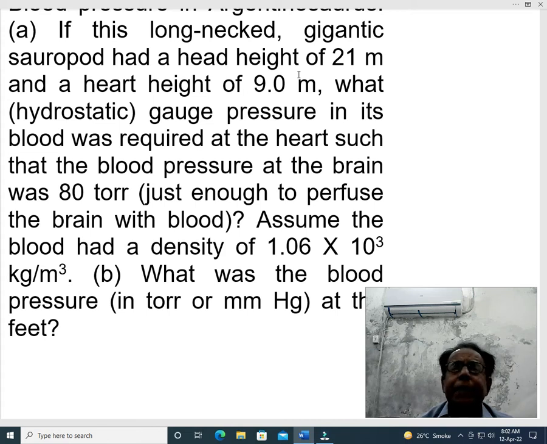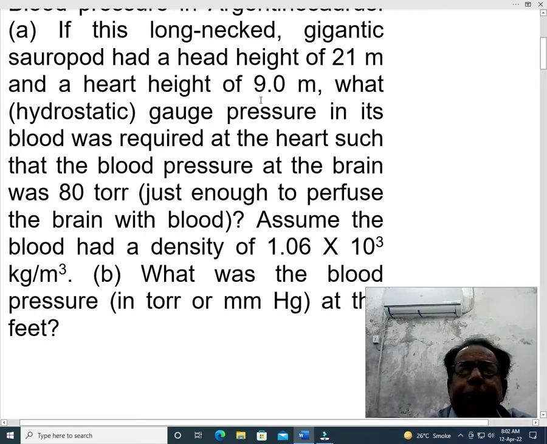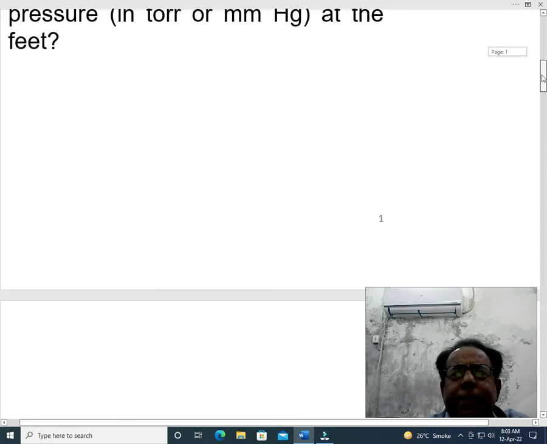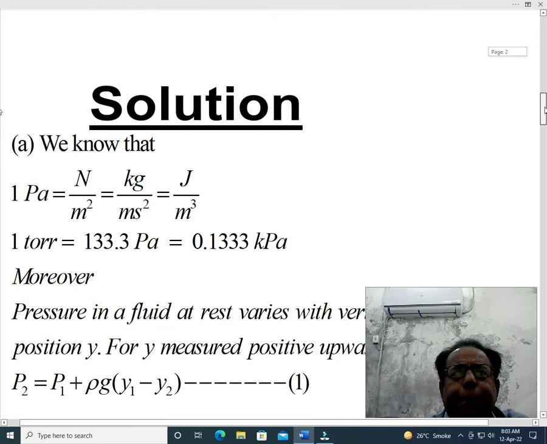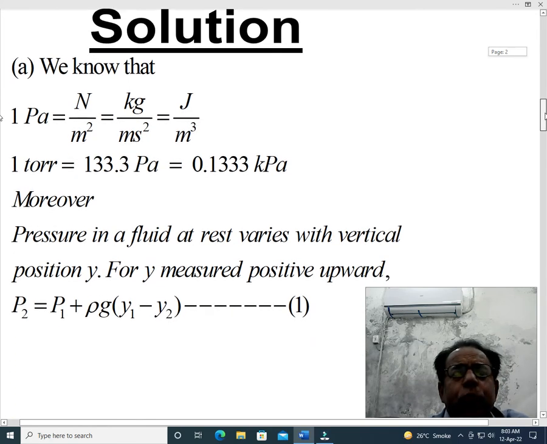Okay, but in part B, we will be concerned with only 21 meter. So if we take the formula as y1 minus y2, then we will assume the other value as 0. If we subtract these two, then we will assume this as 0, and otherwise we will have to reshape our formula applicable in part A. Okay, so let us now come towards the solution. Dear students, the solution.